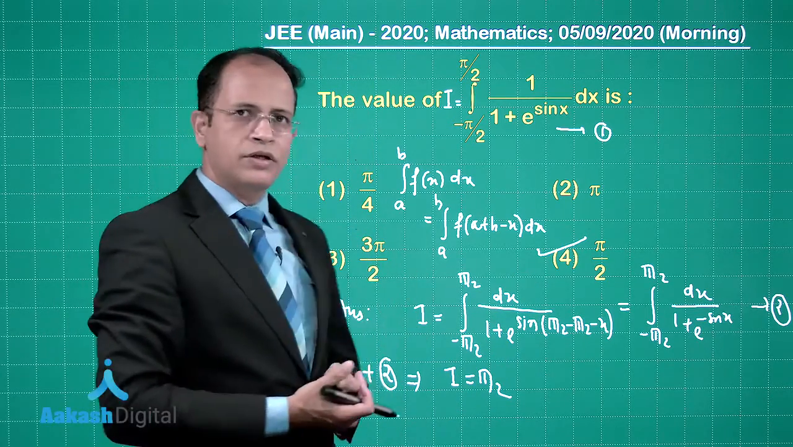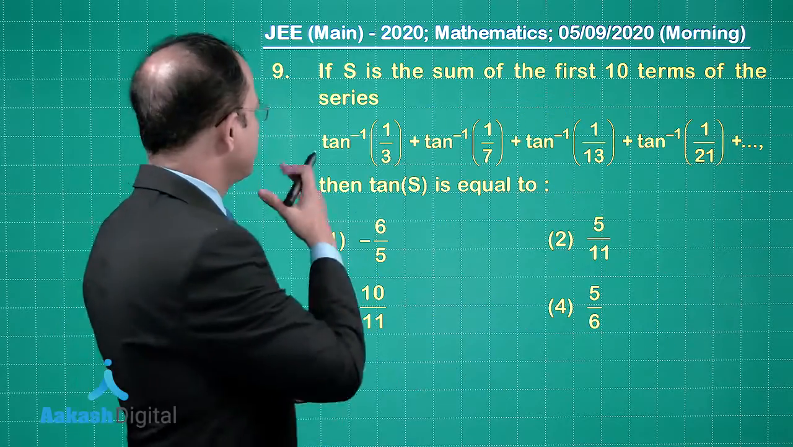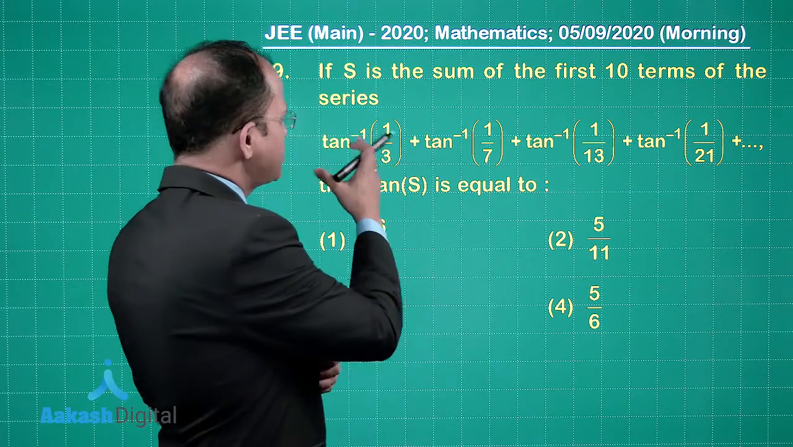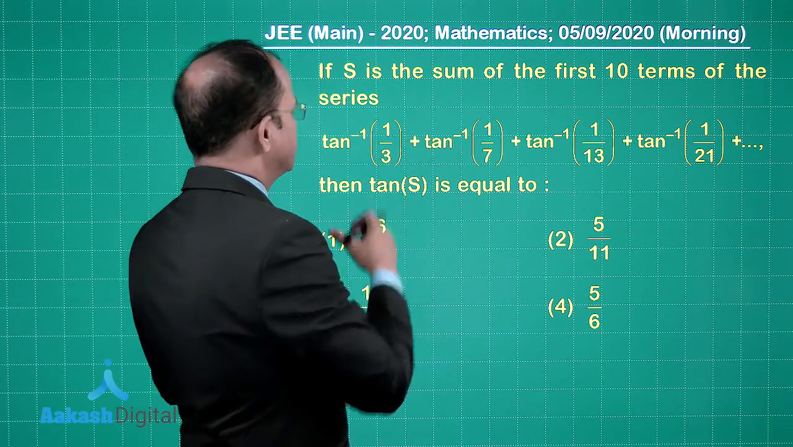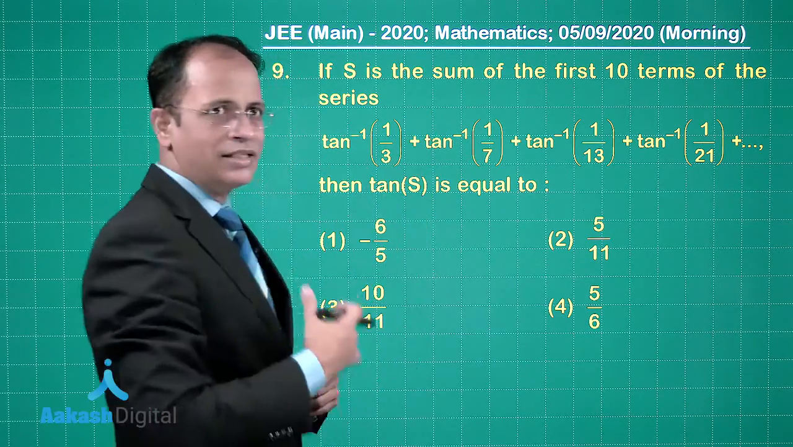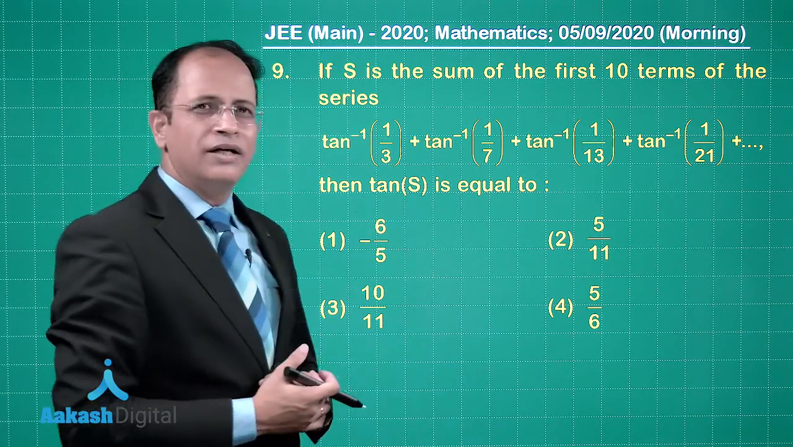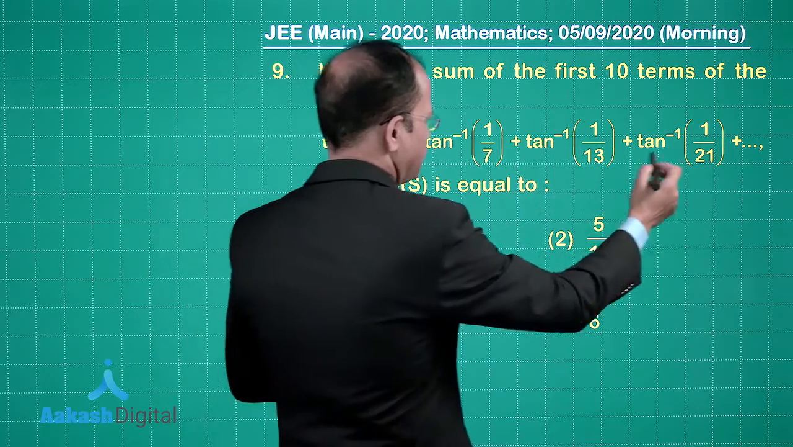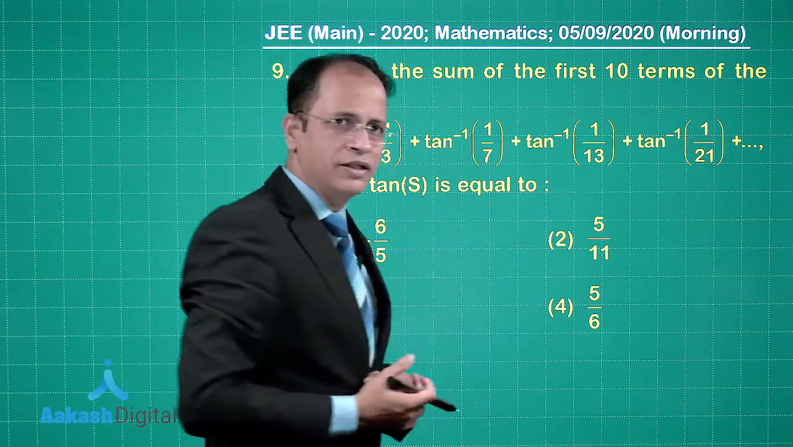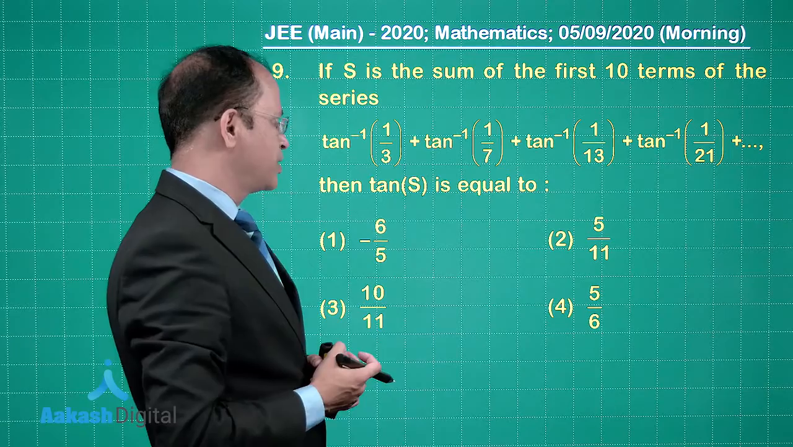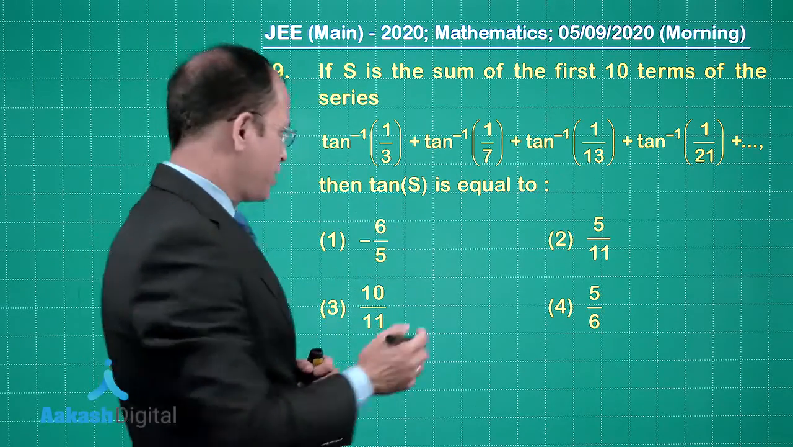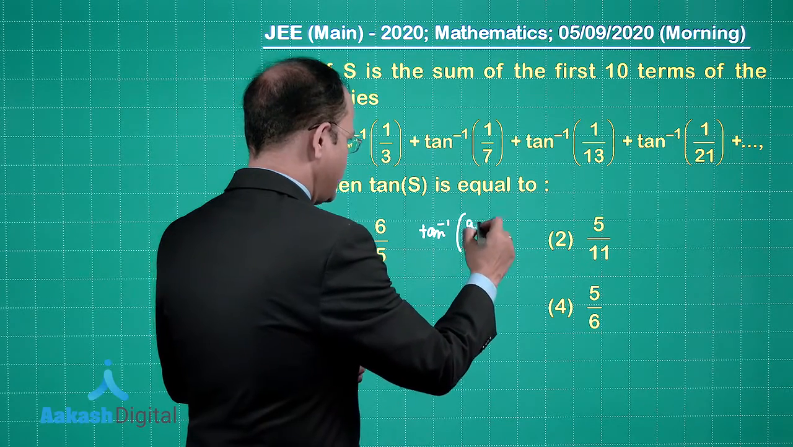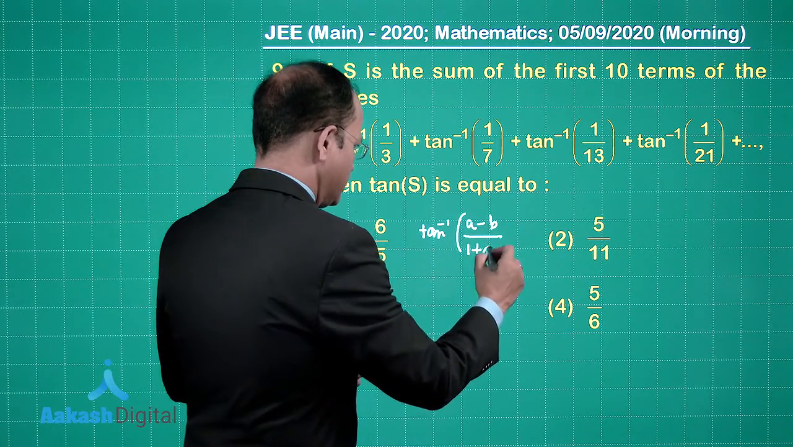Now let me go to the next one, my dear students, and this is a very interesting problem based on inverse trigonometry. You have been given the sum of the first 10 terms and we have to add it up. So that is the question we have, and very interesting sum: tan inverse 1 by 3, tan inverse 1 by 7, tan inverse 1 by 13, tan inverse 1 by 21. So what is the logic involved here is we have to convert it into tan inverse of (a minus b) upon (1 plus ab) form. This is the most important thing we have.